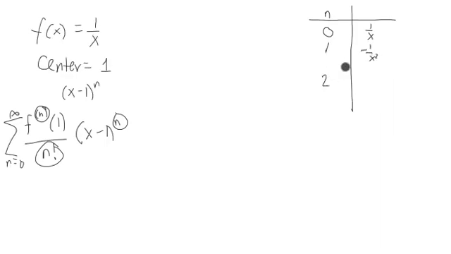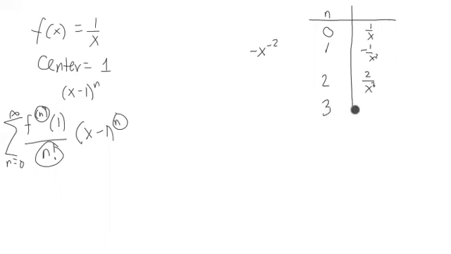At n is 2, we take the derivative of this. So this is, remember, negative x to the negative 2. So think multiply the negative 2 down. That would be positive now, and it would be 2 over x cubed.